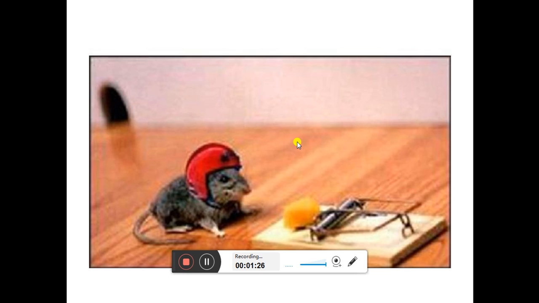The next picture shows a mouse trying to collect food while wearing a helmet. Okay, so that means the risk is happening to your company, but you have to face that problem and overcome the situation. So that's a big challenge for you.